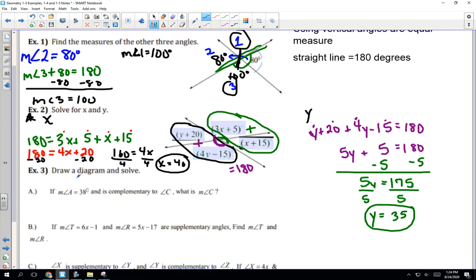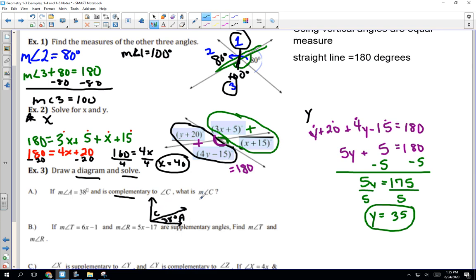Okay, we're going to draw a diagram and solve these problems. So we have A and C. The two are complementary. So we're going to start out with a right angle. A is 38 degrees. C is we don't know.